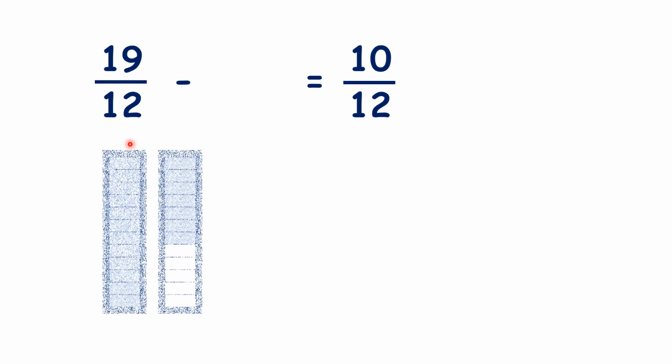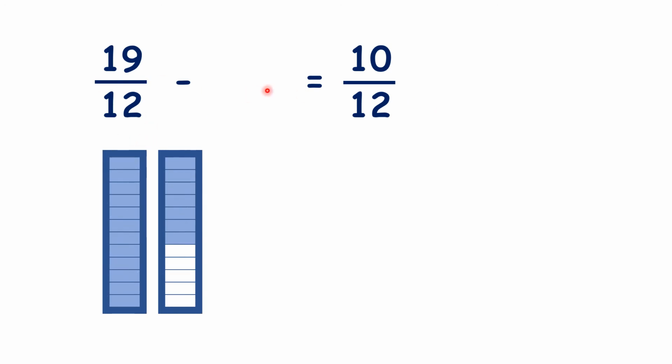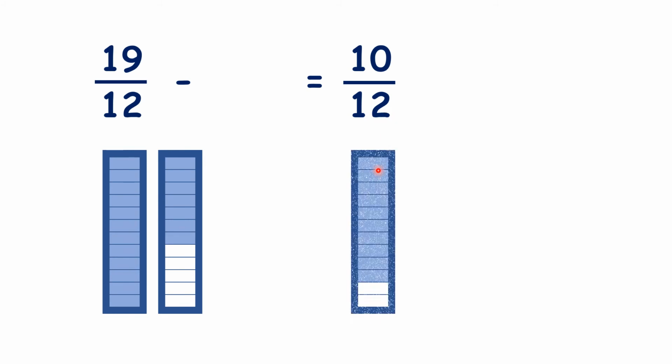So here 19/12 minus something equals 10/12. So they've taken away 1, 2, 3, 4, 5, 6, 7, 8, 9/12 to make 10/12.